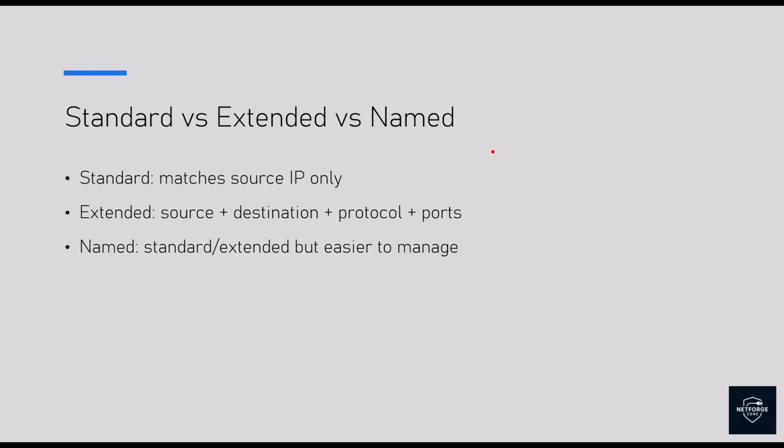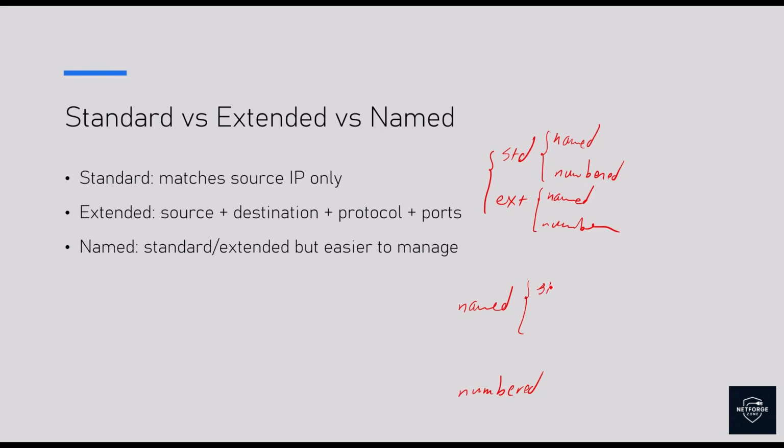You can say access control lists have standard and extended, and standard could have named and numbered, and extended could have named and numbered. Or you can say I have named access lists and numbered access lists, and they have standard and extended. So you can see that both ways work.